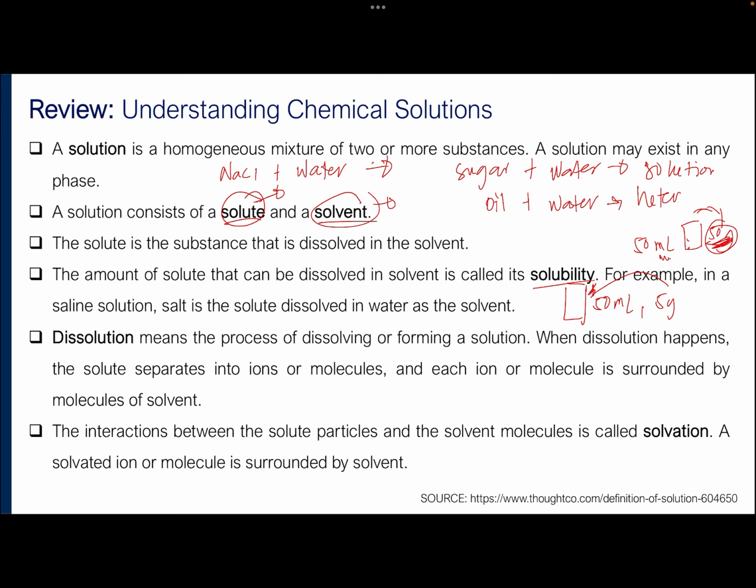Okay, so we have here dissolution, which means the process of dissolving or forming a solution. And then solvation, the interaction between the different solute particles and the solvent molecules. So that is the interaction of Na+ and Cl- with the H2O molecules.